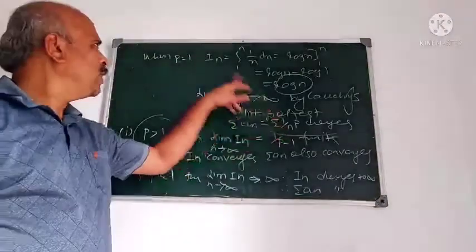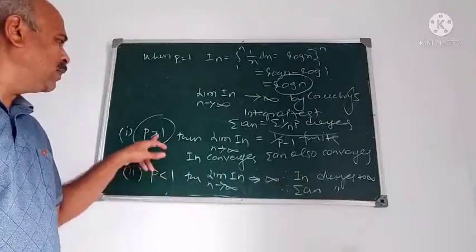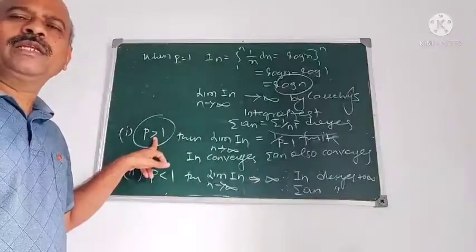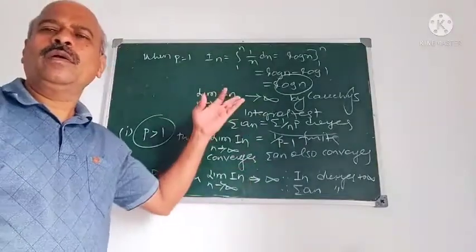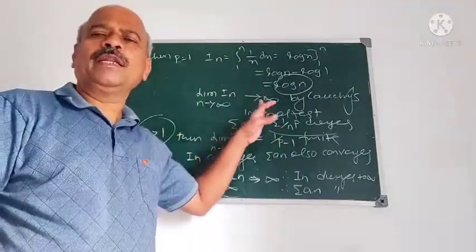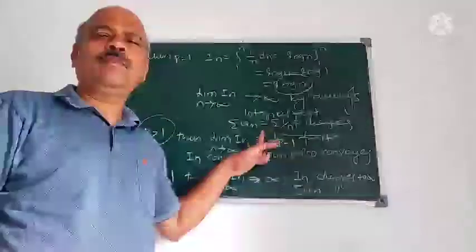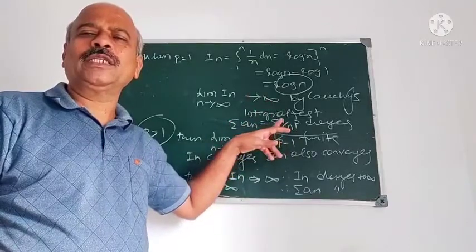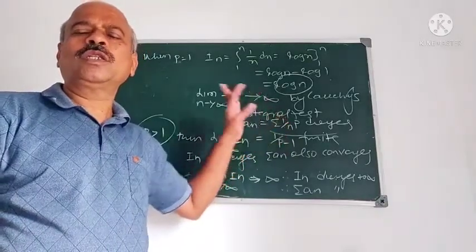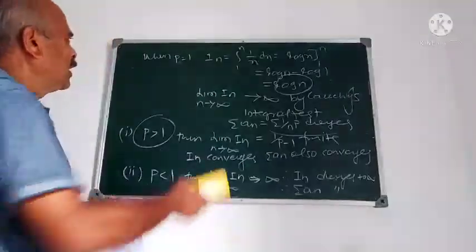So the series diverges when p is 1, diverges when p is less than 1, and converges when p is greater than 1. This we have already proved, and we have made use of that for comparison. But how can we prove that, or test the convergence of that auxiliary series, using Cauchy's integral test? This is Cauchy's integral test.